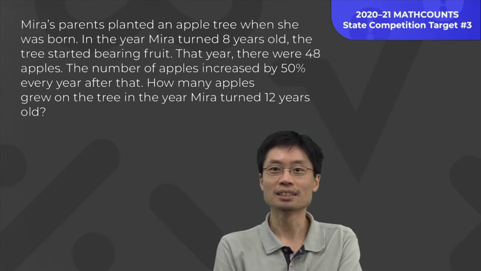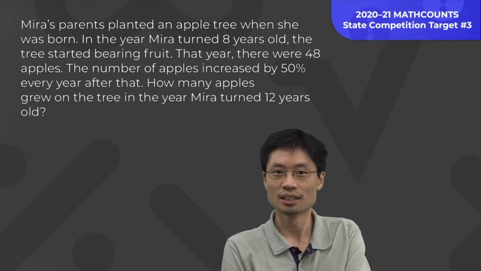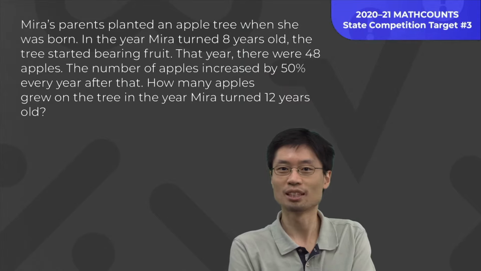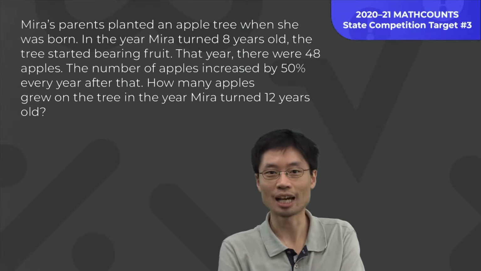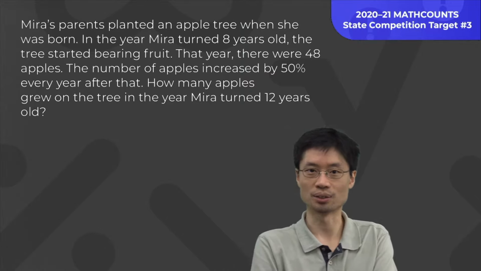Mira's parents planted an apple tree when she was born. In the year Mira turned 8 years old, the tree started bearing fruit. That year there were 48 apples. The number of apples increased by 50% every year after that. How many apples grew on the tree in the year Mira turned 12 years old?